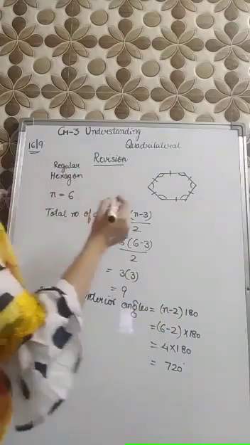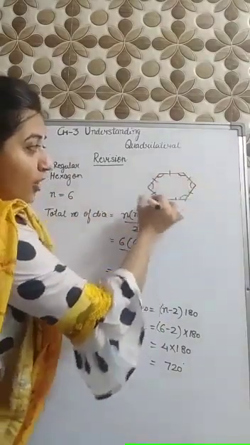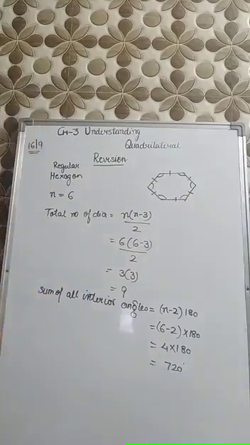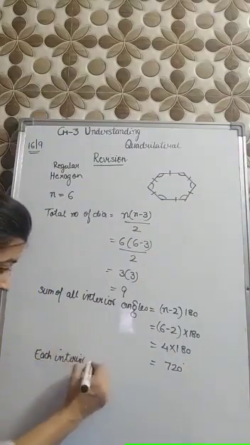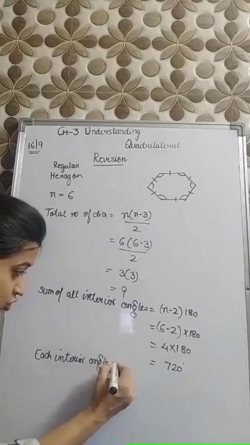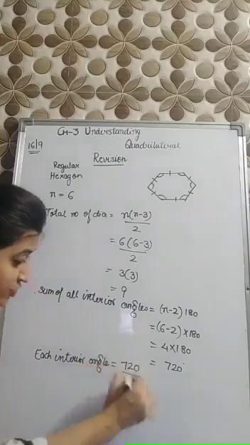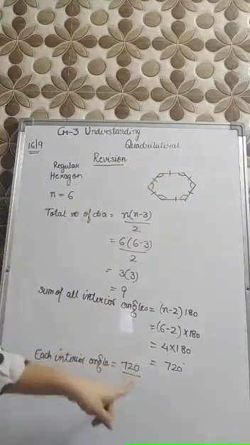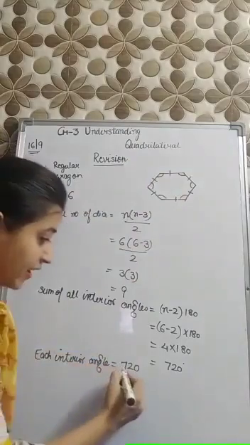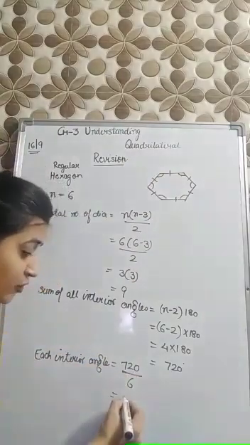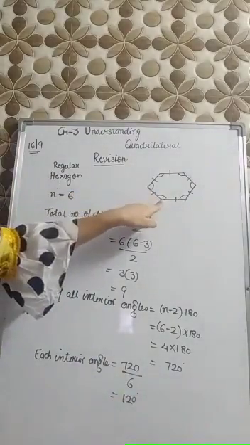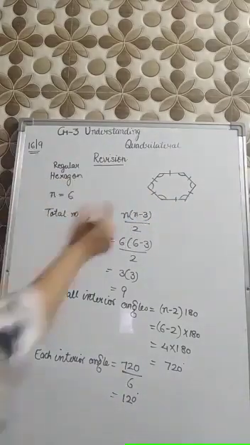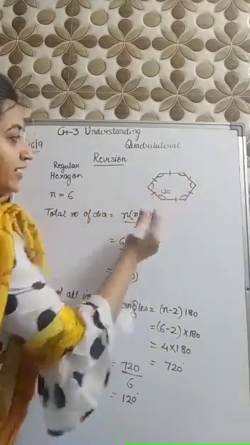Now, as you can see, we have got the sum of all the angles as 720. If you want to find each interior angle, you will divide 720 by the number of sides, which is 6. So this will give you 120 degrees. So each interior angle is 120 degrees.